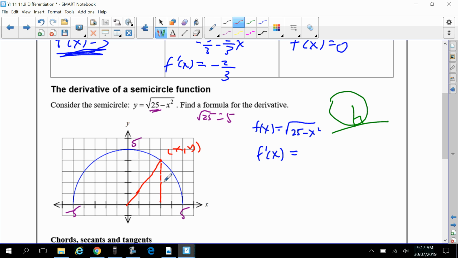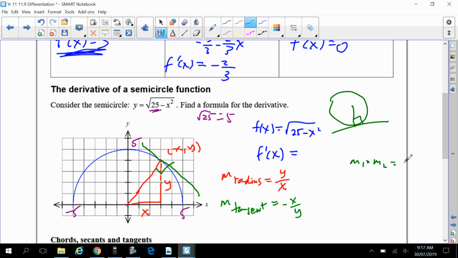Let's find the gradient. The gradient is rise over run. Pretty easy. So the gradient of that radius is y over x. Pretty straightforward. How about the tangent? What is perpendicular to it? So therefore, m tangent equals negative x over y, right? Remember, for perpendicular lines, m1 times m2 is negative 1. That's the negative reciprocal.